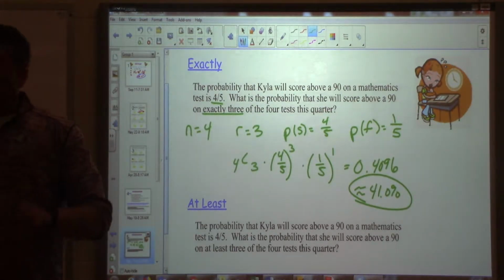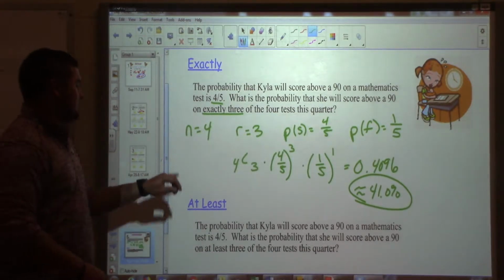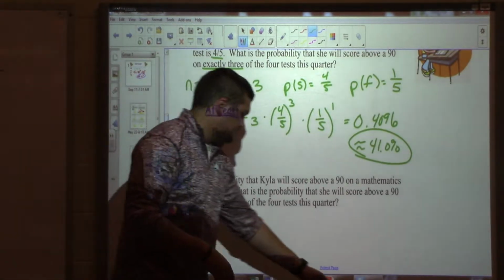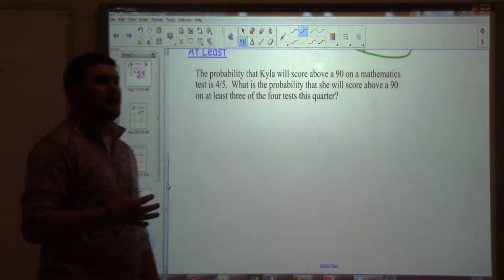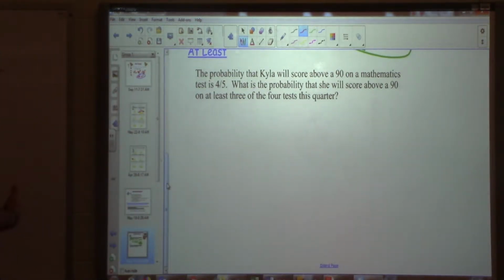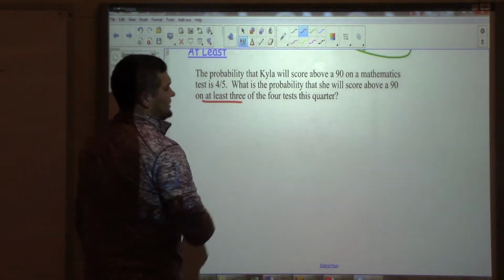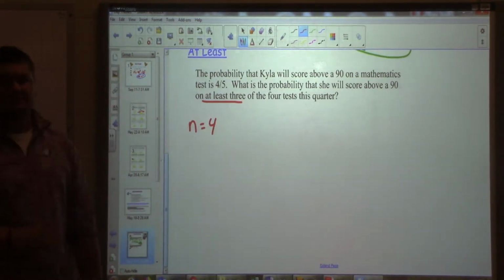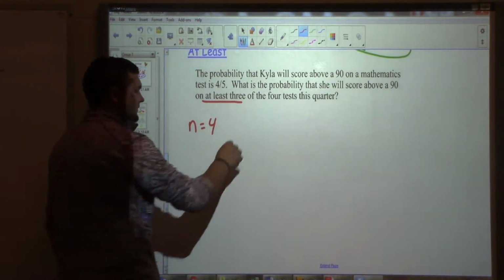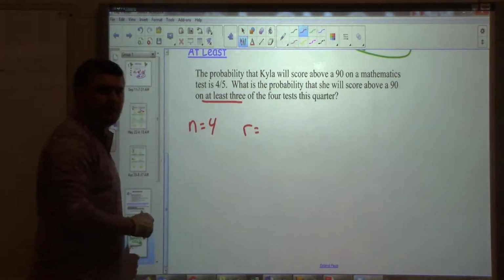Well, here's where it gets harder. Here's where it gets a little more challenging. Right? It's not that bad. It's an at least. So we're using the same stipulations. The probability of Kyla scoring above a 90 on a math test is still 4/5. What is the probability that she'll score above a 90 on at least 3 of 4 tests this quarter? Well, I'm still taking 4 tests, so n equals 4. But what does my r equal now? What could my r equal?